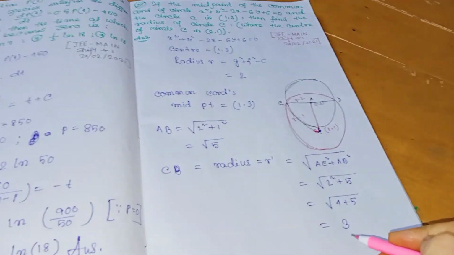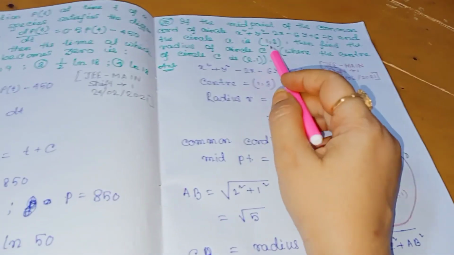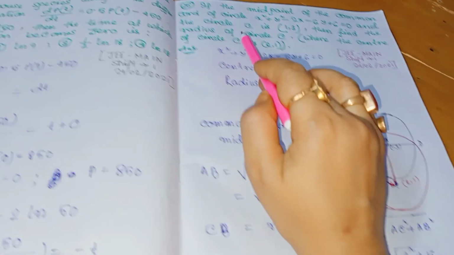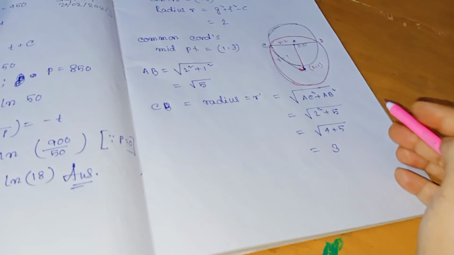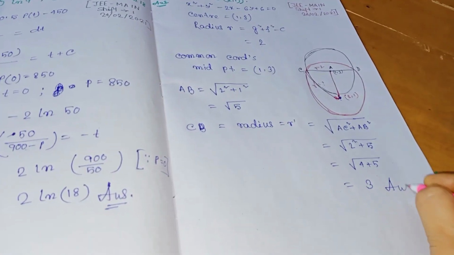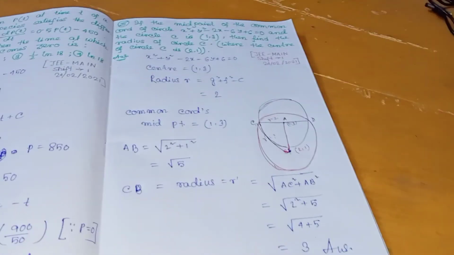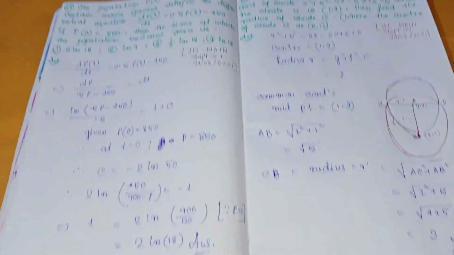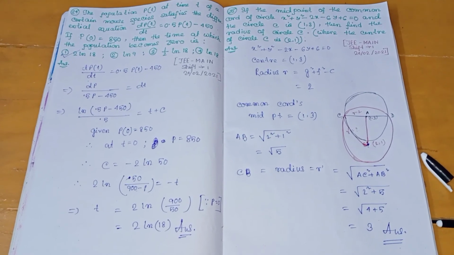So we reached our required answer. The question asks for the radius of the circle with the given center. So the radius of the circle is 3. It is our required answer. So here is the whole solution of question 25. These are the two solutions, question 24 and 25.